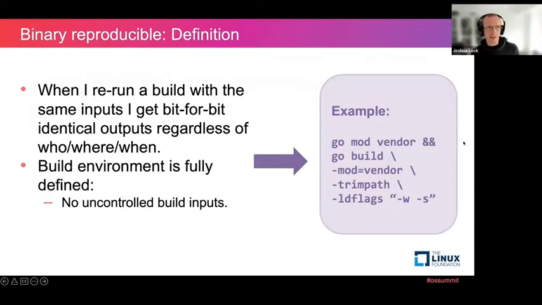Okay, so now we get to the third level definition, and this is the only one where we actually include the word reproducible in the name. So binary reproducible builds, as Rose already said, you might hear them referred to as deterministic builds or hermetic builds. And effectively, the definition is quite simple. When I rerun a build with the same inputs, I get bit for bit identical outputs, regardless of who, where, and when. And so the build environment must be fully defined in order to be able to achieve this. If we want to provide the same inputs to the build, we have to fully define what all of those inputs are.